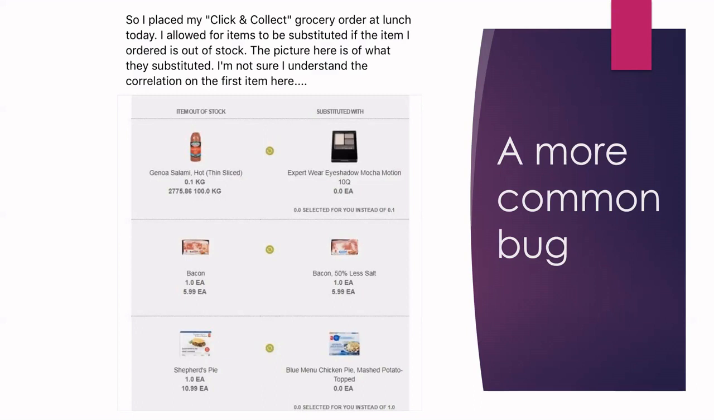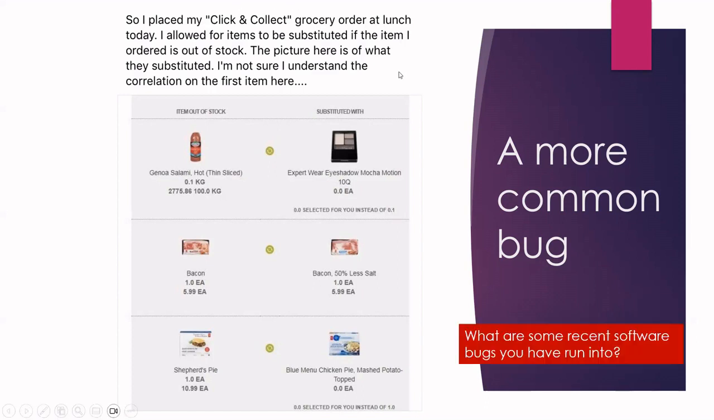So you're ordering grocery, right? And this is substitution. So items out of stock. Yeah, salami out of stock, and then substitution, like I said. So I actually have experienced this kind of problems before, didn't you? Have you seen any bugs? What kind of recent bug did you see? Have you seen or heard about any?